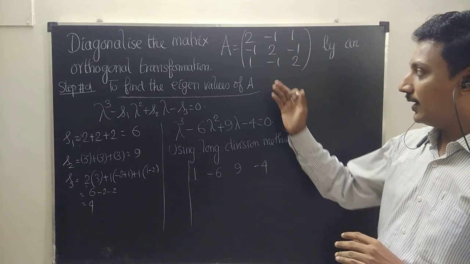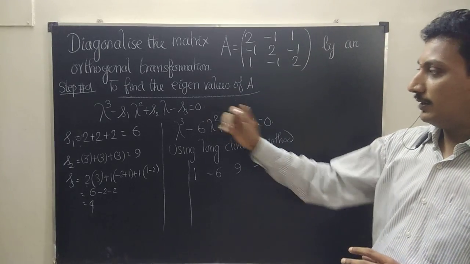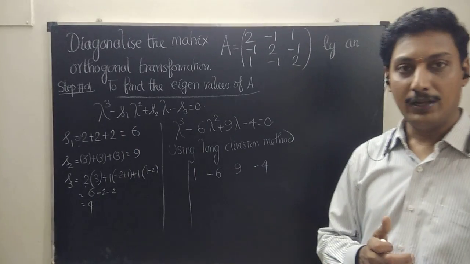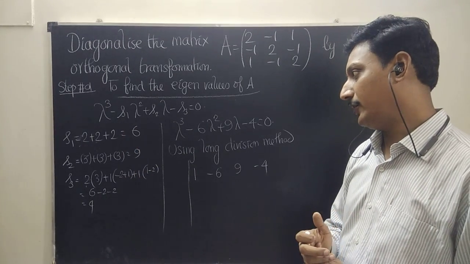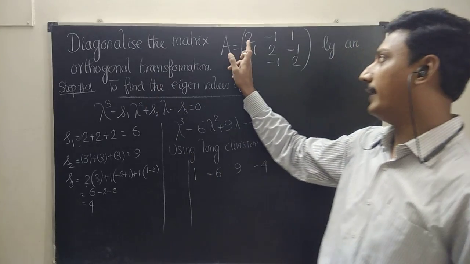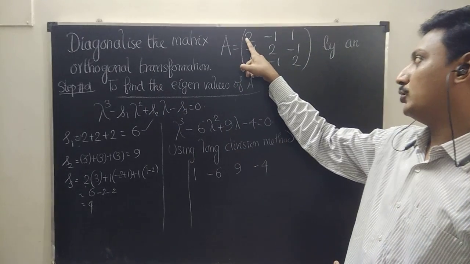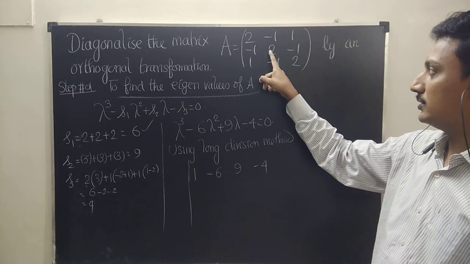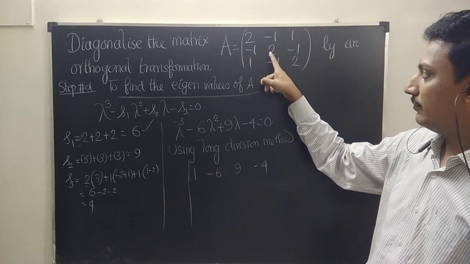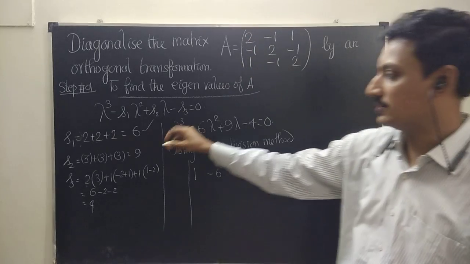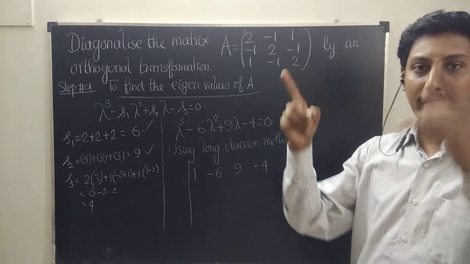As usual, the eigenvalues of A come from the characteristic equation lambda cubed minus S1 lambda squared plus S2 lambda minus S3 equal to 0. S1 is the sum of the leading diagonal elements: 2 plus 2 plus 2, which is 6. And S2 is the sum of the minors of the diagonal elements. So it is 2 times 2 is 4, minus 1 is 3. For this one, again 4 minus 1, 3. For this one, again 4 minus 1, 3. So it is 9.